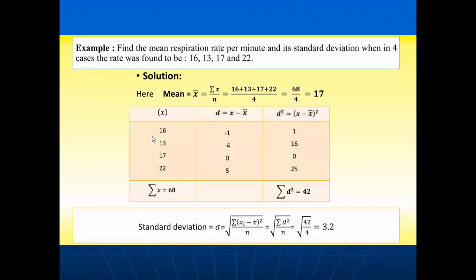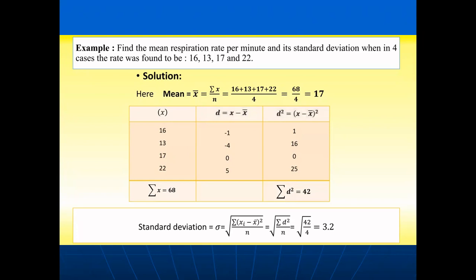Now let us take an example and try to find out the standard deviation. Find the mean respiration rate per minute and standard deviation when in four cases the rate was found to be 16, 13, 17 and 22. So first of all you have to calculate the mean. Mean is calculated by x bar is equal to sigma x divided by n.